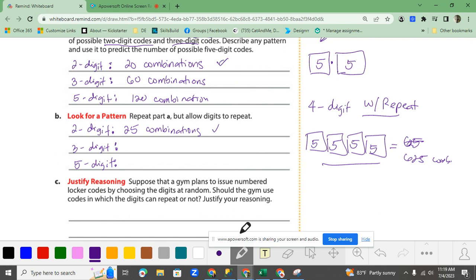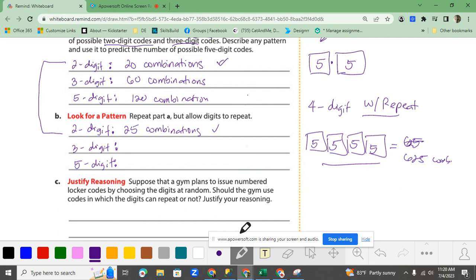So compare this two digit and this other two digit, with repetition and without repetition. Which one of these do you think will be harder to guess if it's a two digit combination? Is it easier to guess the code when you have 25 options or when you have 20 options?